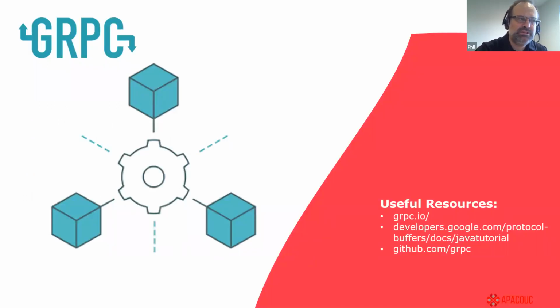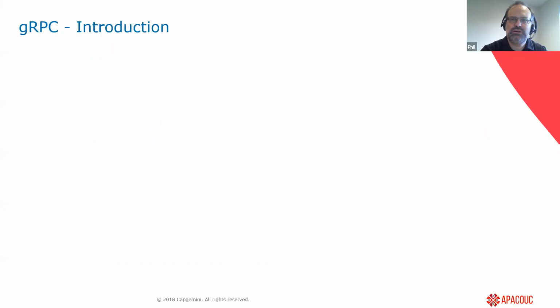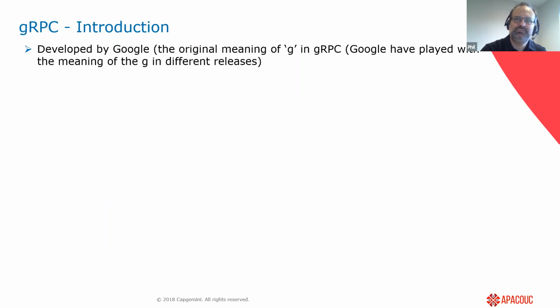Let's look at gRPC. So gRPC comes from our friends at Google. Most people assume the G means Google, but Google say that they change it. So I think at one point it was meant to mean ginormous and things like that. But you know, they play with it. But ultimately, it doesn't really matter. It's all about how it works.